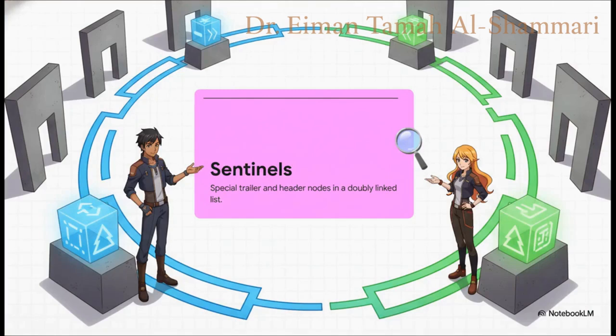Now, to make these two-way digital streets even safer, developers use something called sentinels. Think of these sentinel nodes as the impenetrable, concrete dead ends at the very edges of our road. They don't actually hold any real data at all. They're essentially just dummy header and trailer nodes. Without sentinels, a program that's trying to search backward might accidentally look right past the absolute beginning of the list, which would instantly crash the entire application. So, sentinels act as the digital guardrails, keeping the code safely on the road. They guarantee we always have a definitive start and endpoint to bump into.